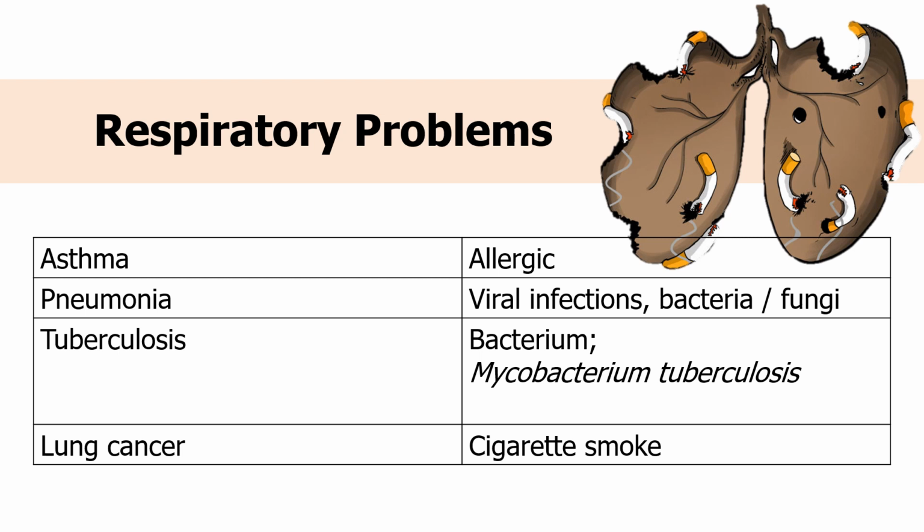Okay, the first one is asthma that may be triggered by allergens. Infections such as pneumonia, by viral infections, bacteria or fungi; tuberculosis, by the bacterium named Mycobacterium tuberculosis; and the famous one, lung cancer, which is associated with smoking. So don't forget to check out your assignment.